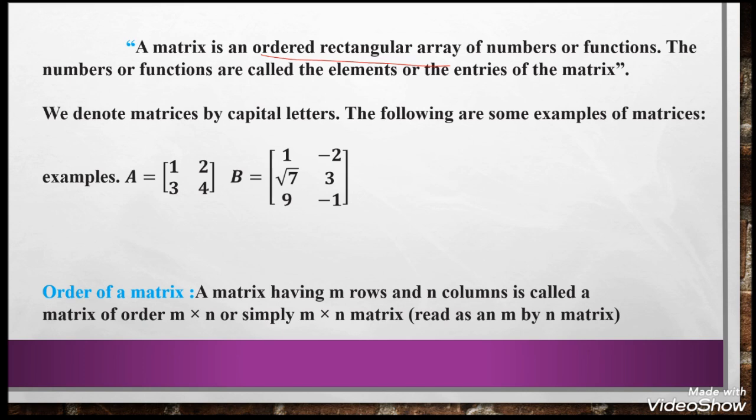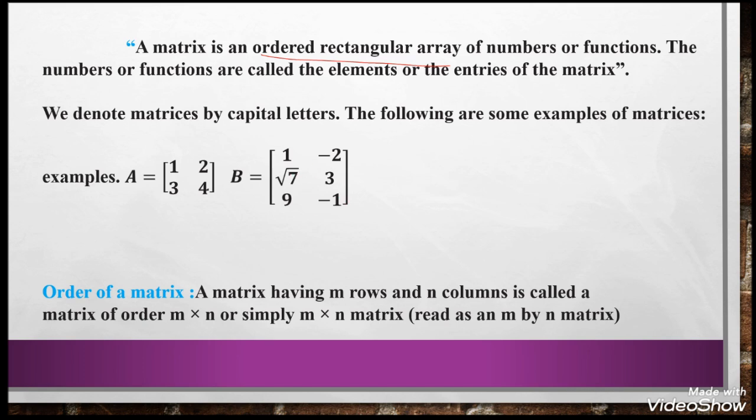Now we denote matrices by capital letters. All matrices can be denoted by capital letters, while the elements, numbers or functions are expressed in small letters, or else we can take them as numbers. The following are some examples of matrices. Here A is a matrix containing the elements 1, 2, 3, 4. Again, B is a matrix containing the elements 1, minus 2, minus 7, 3, 9, minus 1.